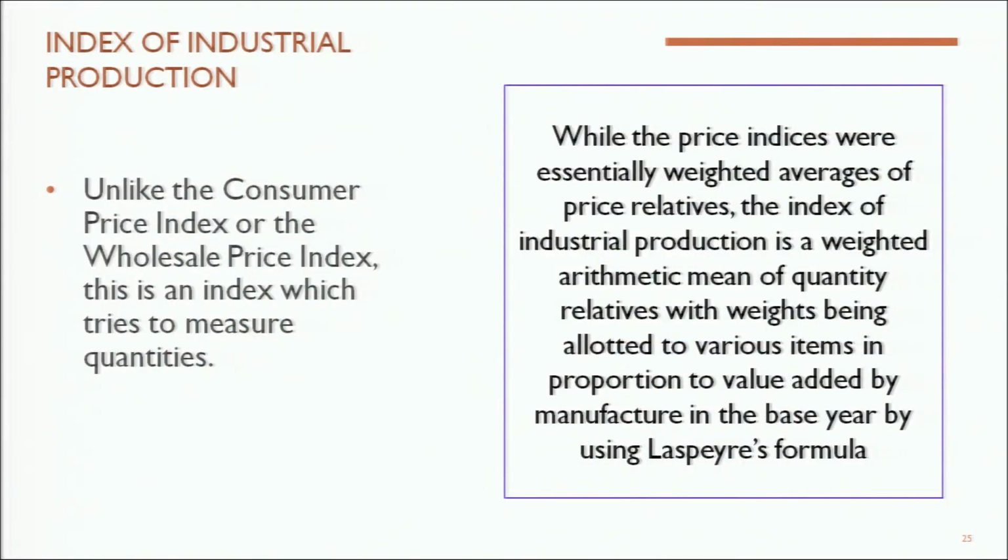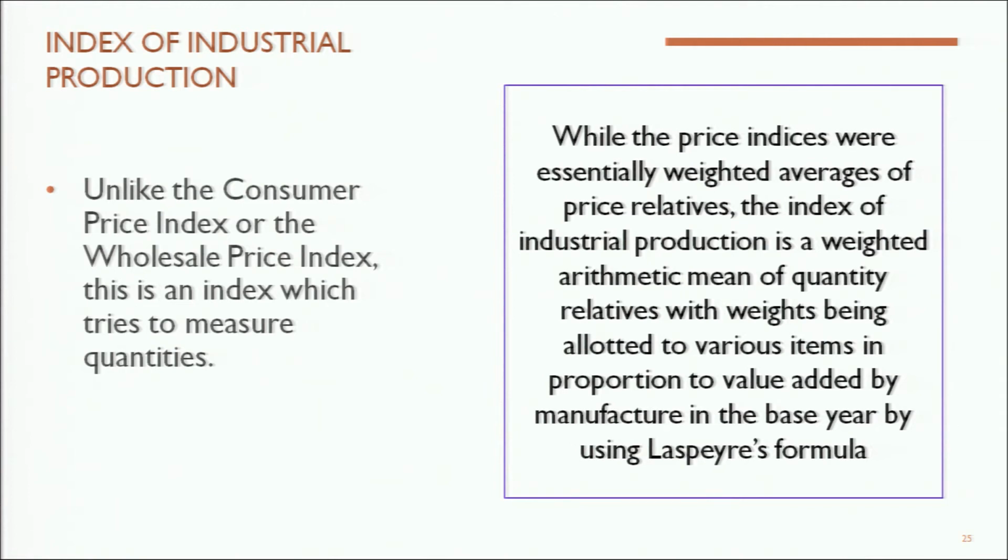The next index that we have is the index of industrial production, which, unlike the consumer's price index or the wholesale price index, tries to measure the changes in the quantities. So far we were concerned with the changes in the prices, consumer's price index, wholesale price index. So you can see that the emphasis was on price. But now in case of index of industrial production, the focus shifts to the quantity. The calculation procedure is still the same and very easy to arrive at the index number of the industrial production. But instead of using the average of price relatives, now we use the quantity relatives.